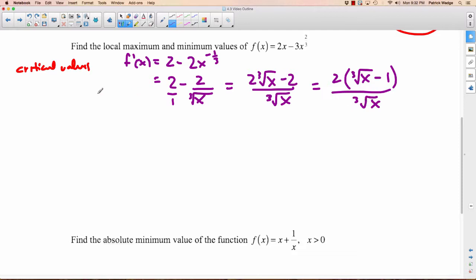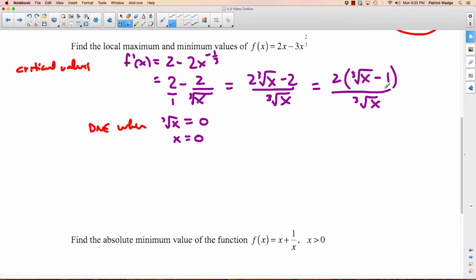So this does not exist when the denominator, cube root of x, equals 0. When's that? Well, if you cube both sides, in order to get rid of the cube root, you're going to get x equals 0 cubed, which is just 0. So that's one of our critical values. x equals 0 is one of our critical values.